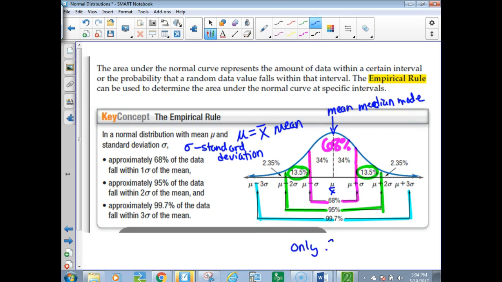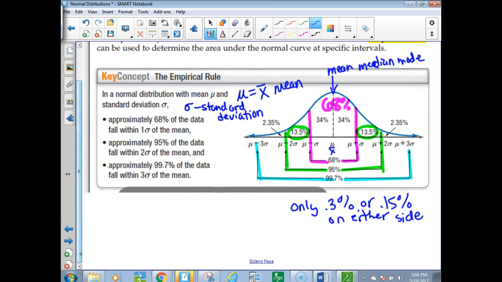Okay, so only 0.3%, or 0.15% on either side, should be outside of 3 standard deviations. Is outside plus or minus 3 standard deviations.